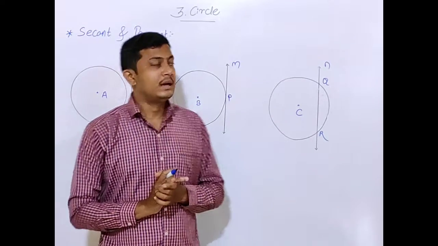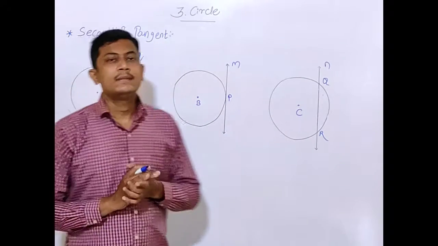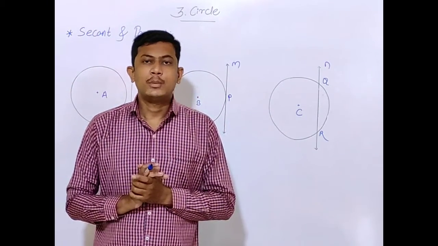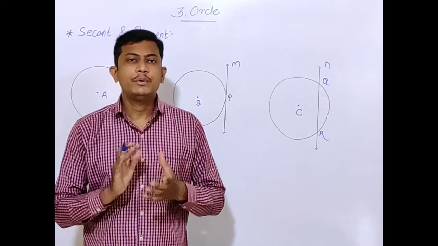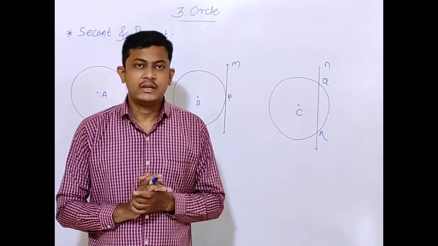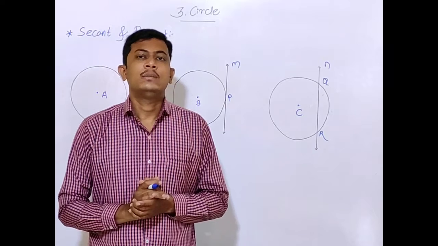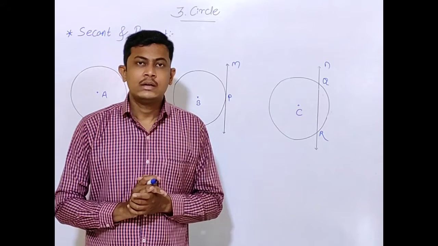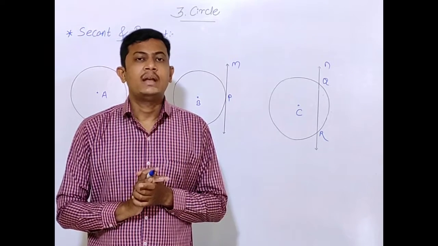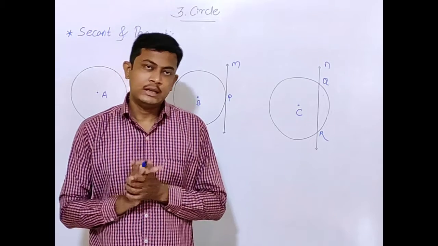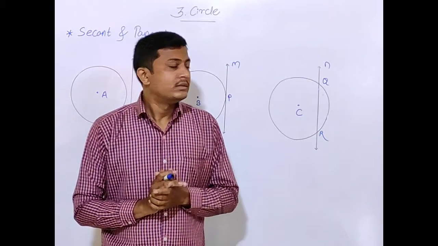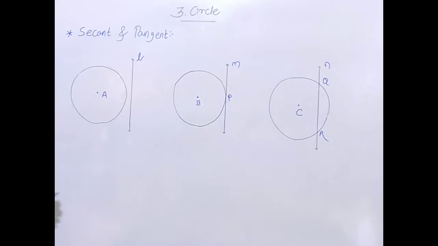Today we have to see the next topic, that is the secant and tangent, of chapter number 3 of the geometry for class 10. In the previous video, we have seen the introduction to the circle, its activity, the number of circles passing through 1 point, through 2 points, and through 3 points. So let's see secant and tangent.